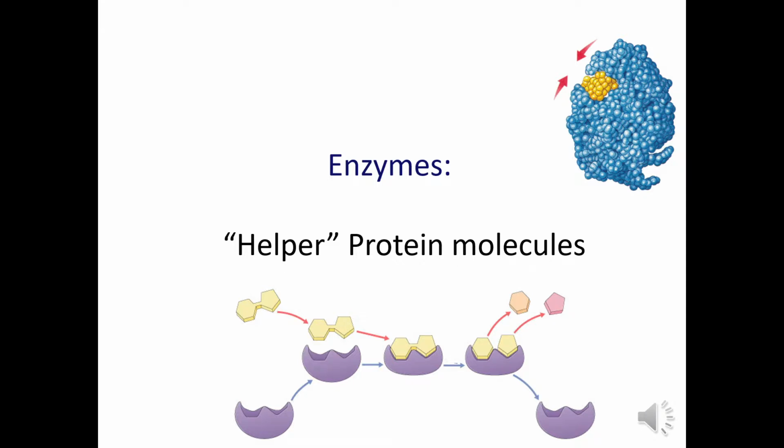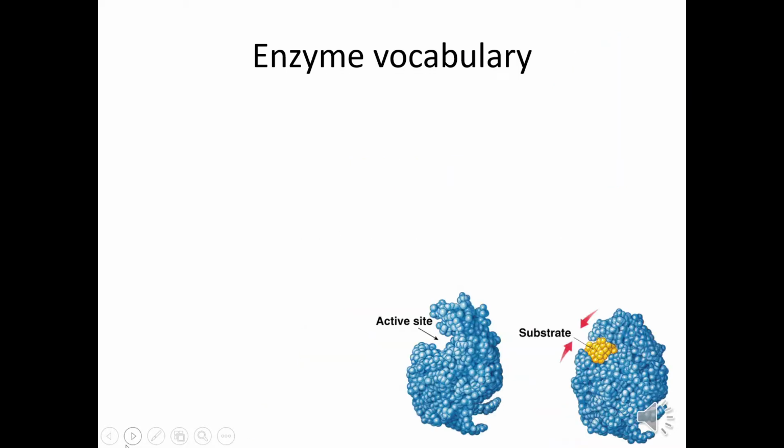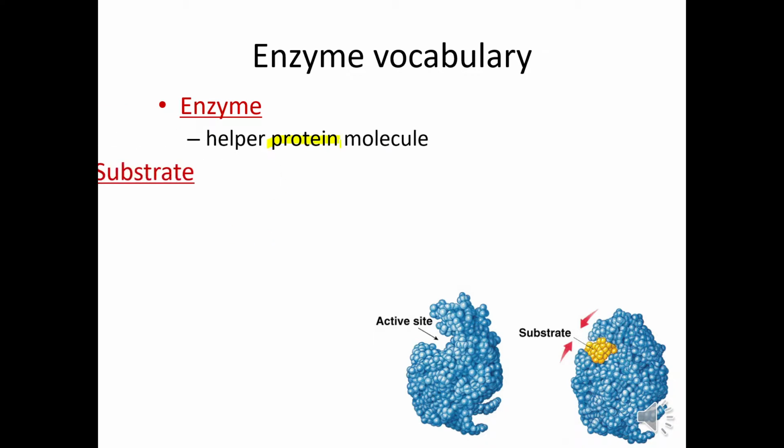This set of notes is about enzymes. Enzymes are a type of protein. I like to call them helper proteins because they help reactions happen. Just some quick vocabulary before you get started. First, enzyme. Enzyme is a type of protein. Please remember that it is made up of the macromolecule protein.